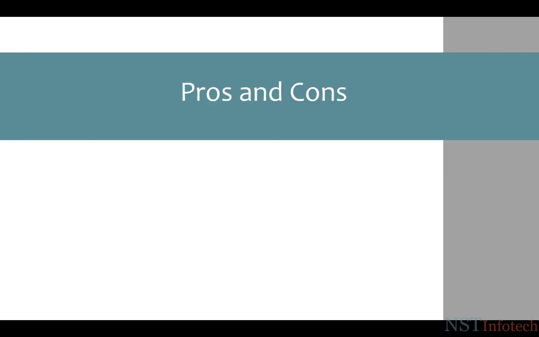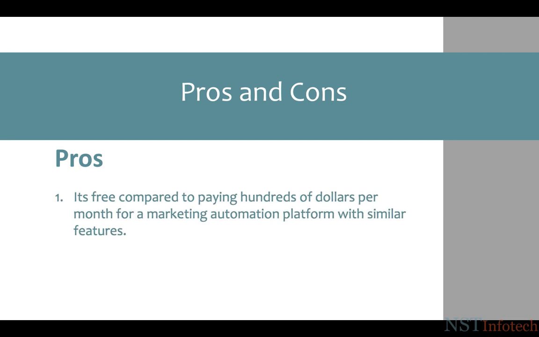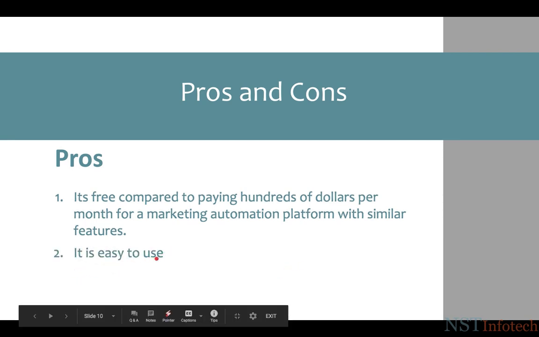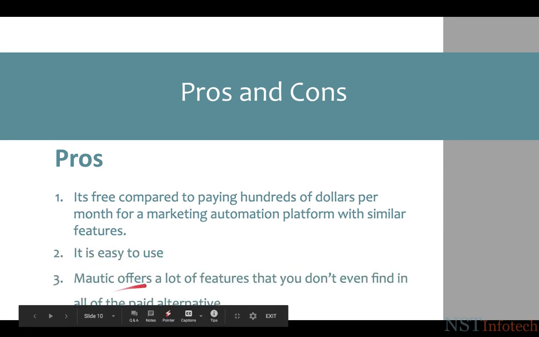We will see some pros and cons. First, we will see the pros. It's free compared to paying hundreds of dollars per month for a marketing automation platform with similar features. It is easy to use. Mautic offers a lot of features that you don't even find in all of the paid alternatives.